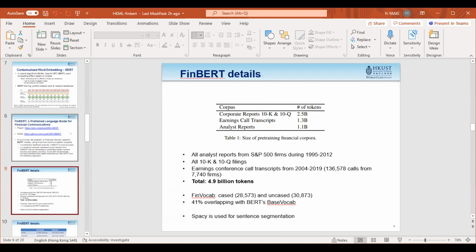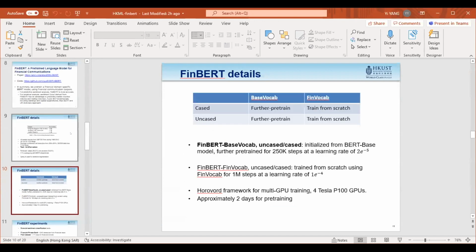We follow BERT's GitHub code base to train the model. We train 4 models, based on which vocabulary is used, base vocab versus FinVocab, and also based on whether the vocabulary is cased or uncased, so we have a 2x2 case. If we are training FinBERT from scratch using the FinVocab, the cased version, that is the FinVocab cased model. However, you can also pre-train, what we call further pre-train, the BERT model using the BERT base vocab. So you use the exact vocabulary of Google's BERT and further train with these 4.9 billion financial tokens.